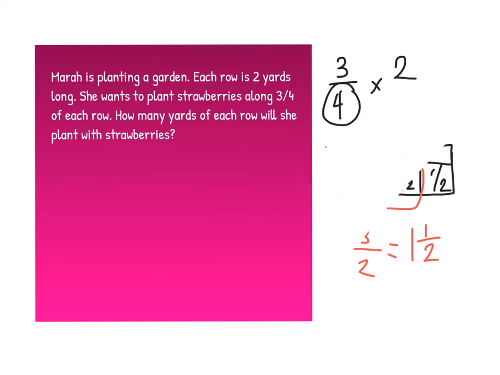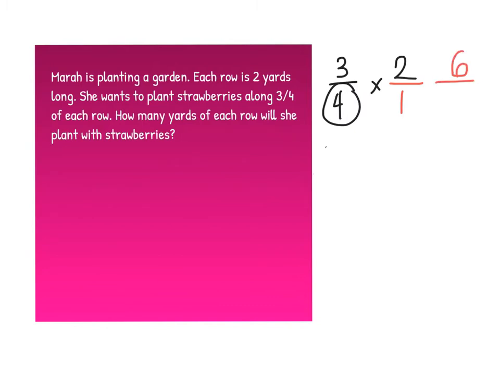Let me erase this quickly. So 3/4 times 2. If I'm just doing the computation, I'm going to put a 1 underneath my 2, and that's going to mean the same. 3 times 2 is 6, and 4 times 1 is 4. I just multiply straight across. Well, then I have the fraction 6/4, which is a fraction greater than 1. Like I've said before, when I was in school, we used to call this an improper fraction, but now we refer to it as a fraction greater than 1.